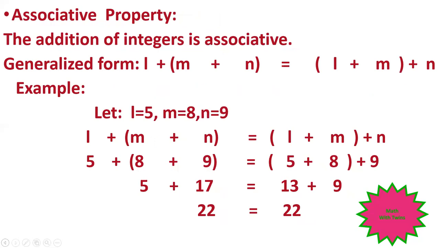Associative property says that the addition of integers is associative. Let's see through the generalized form: l plus (m plus n) equals (l plus m) plus n. Let's see through an example where l equals 5, m equals 8, n equals 9. The example is simplified by substituting these values, and we get the same answer on both sides. So associative property of addition holds good.